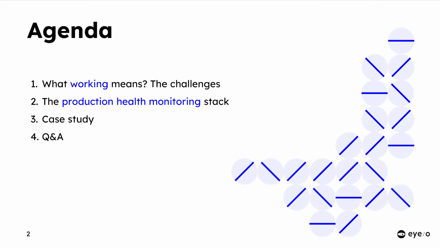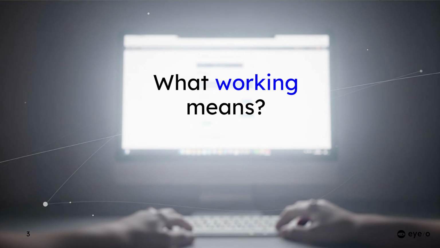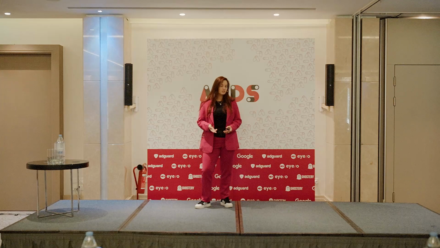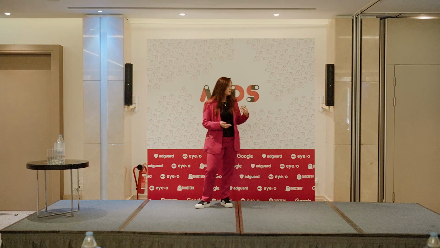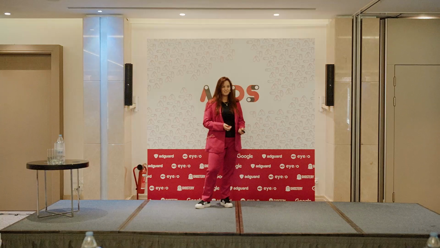So let's start from the beginning. What working means in terms of software differs depending on the purpose of the software. For a banking application, it will be accuracy of the transactions. For video streaming, it will probably be no buffering time, no errors on the user side. But for the extension, the definition of working software is much more vague.